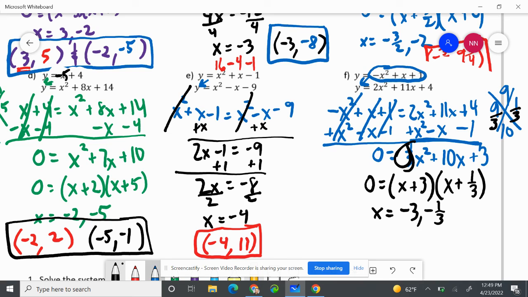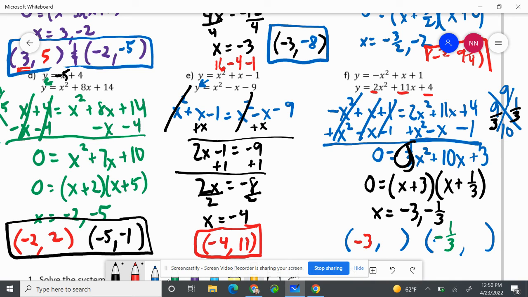And so I'm going to get two different ordered pairs, -3 and some number, and then -1/3 and some number. Let's pick the green for the -1/3. And let's use the red for the -3 just to make it a little bit more clear. Now we could do the top or the bottom equation. I see the top one as a little bit easier numbers to work with. That's why I'm using the top one. 2, 11, and 4 are a little bit larger versus -1, 1, and 1. So that's why I use the top equation.